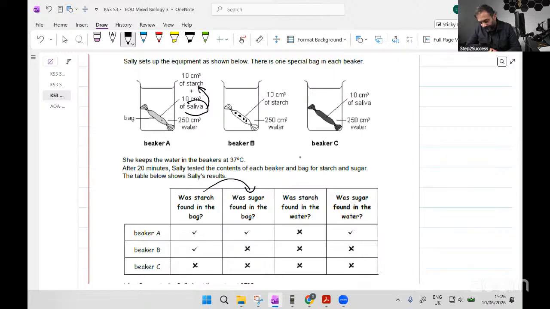Was any starch found in the water? No, because starch doesn't get out. Was sugar found in the water? Yes, because the sugar is small enough to get out. Okay, that's what's going to happen.